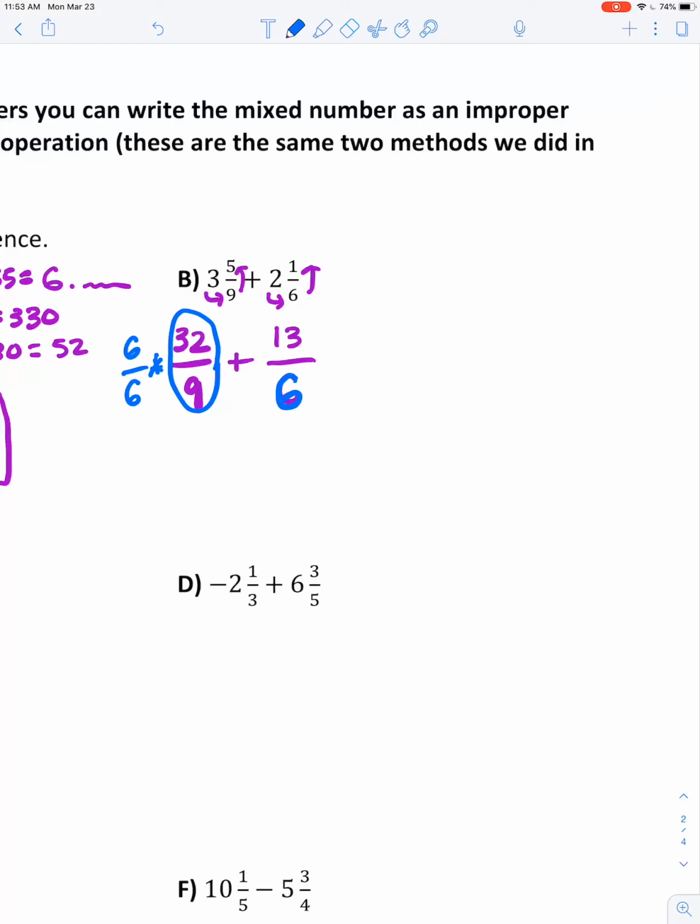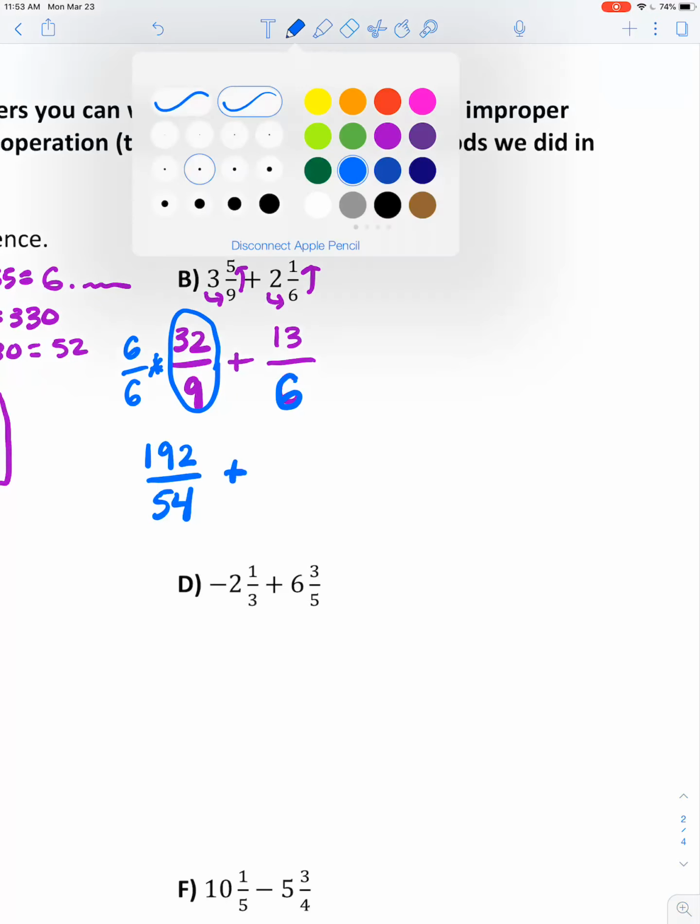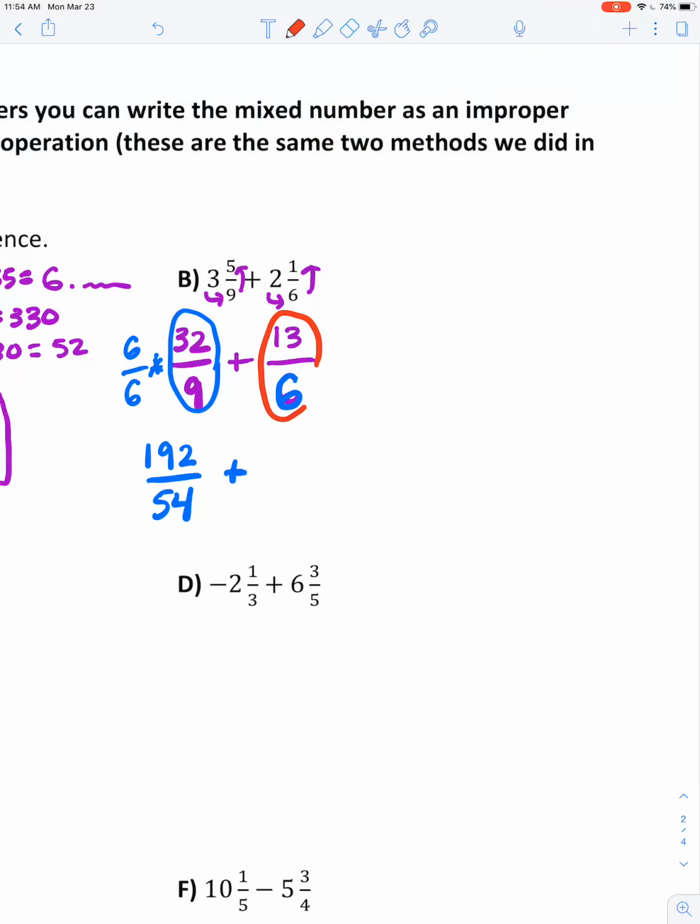6 times 32 is 192. And 6 times 9 is 54. Okay, we're going to do the same thing. So we're going to take this fraction and we're going to multiply it by the denominator of this fraction. So that's 9. 13 times 9 is 117. And again, just use your calculator. That's totally fine. And 6 times 9 is 54.